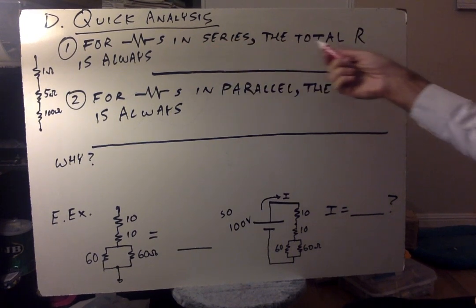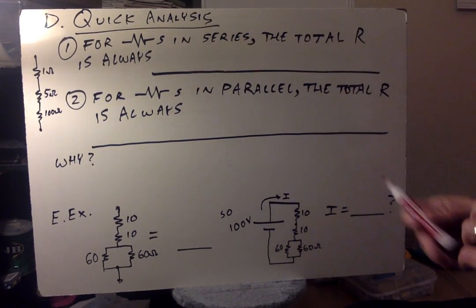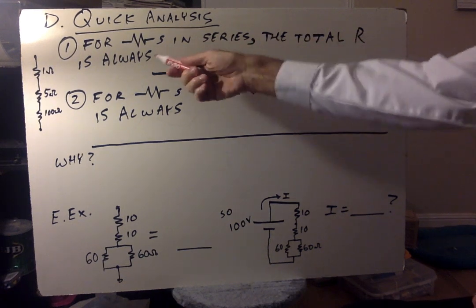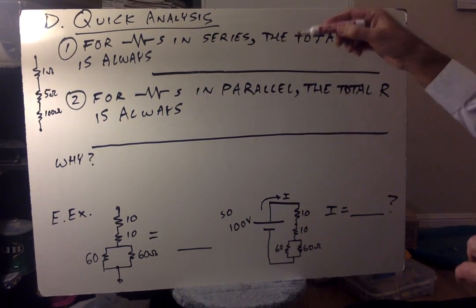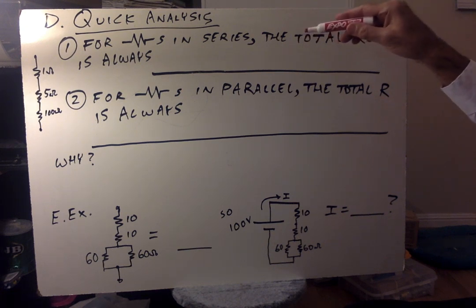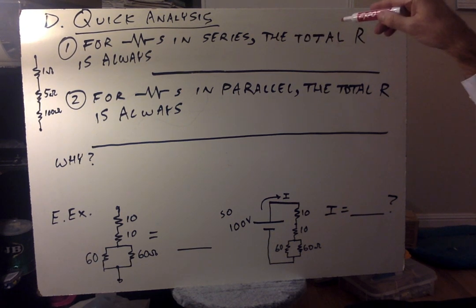For resistors in series, the total resistance is always, now I'm going to give you a multiple choice and you pause the video and say to yourself which one you think it is. So for resistors in series, the total resistance is always what? Smaller than the smallest resistor, the average of all of them, somewhere in between them but not the average, or bigger than the biggest resistance.